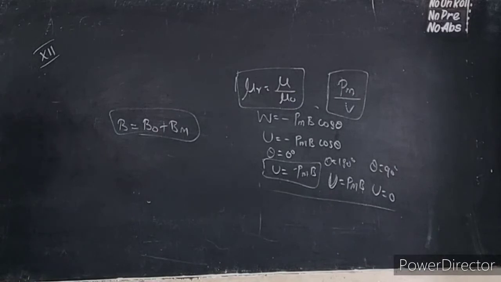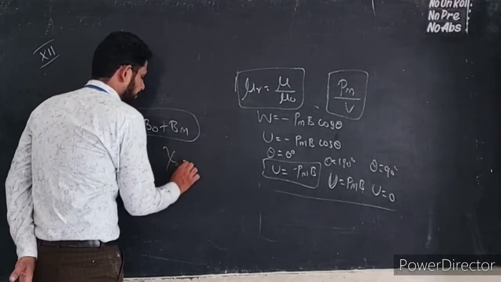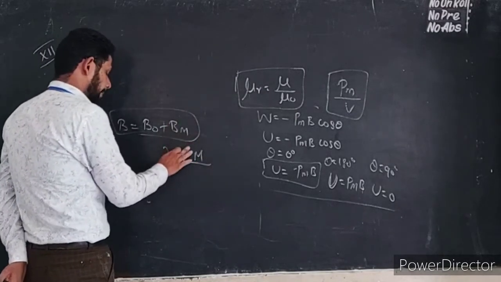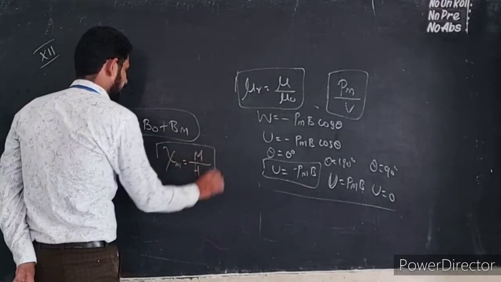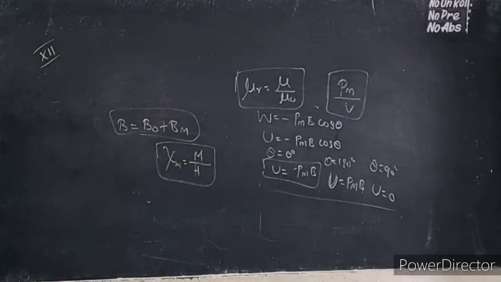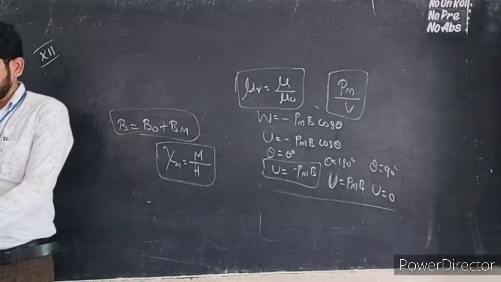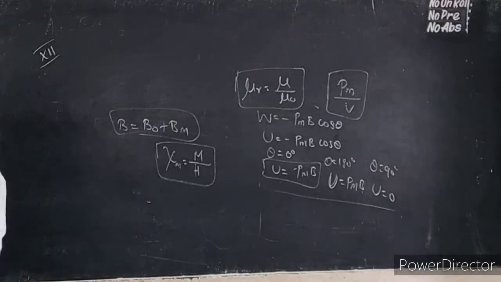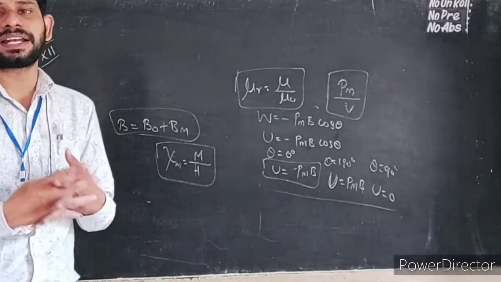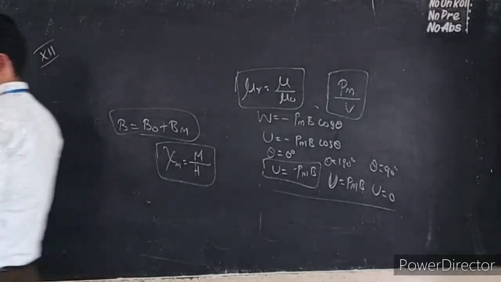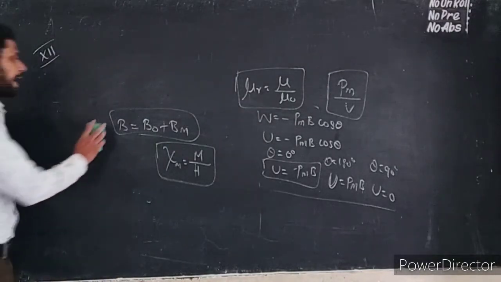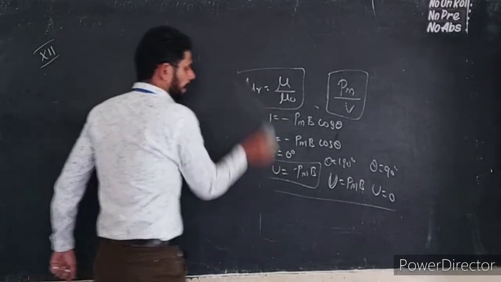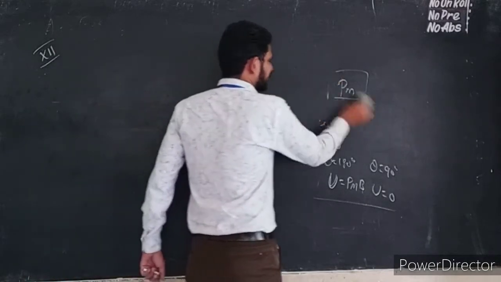Magnetic susceptibility is the ratio of the intensity of magnetization induced in the material to the magnetizing field, that is, how much intensity of magnetization is induced in the material by the magnetizing field. So based on these properties, a lot of materials are classified. There are three types of materials: dia, para, and ferro materials.